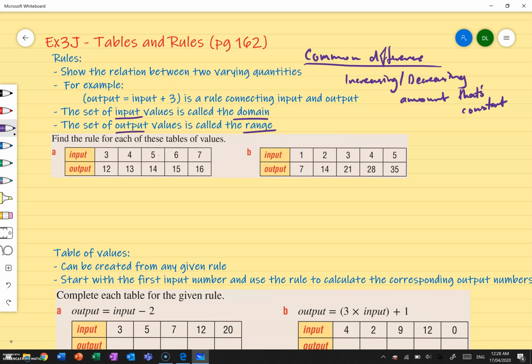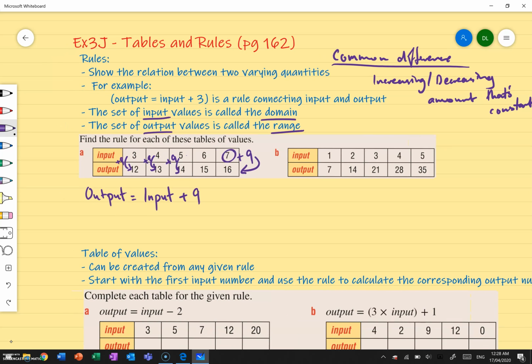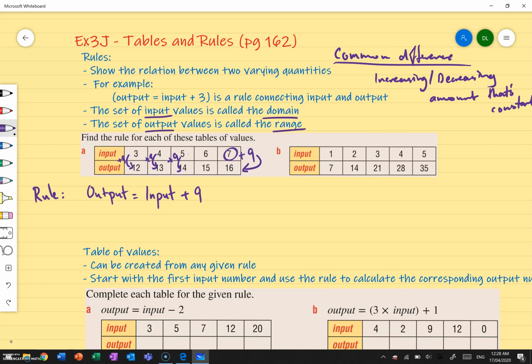So how do I get from 3 to 12? Plus 9. How do I get from 4 to 13? Plus 9. 5 to 14, plus 9, you get the idea. And it applies to all the inputs to outputs. So I can say that my output is equal to my input plus how much? Plus 9, because that's what we said, right? So if I said 7 here, let's try it over here. My input, which is 7, plus the 9 gives me 16. That's correct. So my rule is output equals input plus 9.